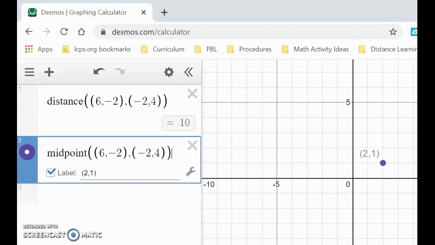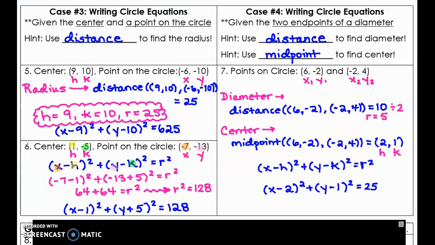So let's go ahead and look at Desmos. Again, if you need a second to pause this video to pull it up, go ahead. But here we go. Type in distance, our first endpoint and our second endpoint. It gives us the distance is 10. So when I go back to my worksheet, notice how I then divide it by 2 to get my radius, because that is the length of the diameter, not the length from the center to the edge, but the length from one edge to the other edge. So I have to divide it by 2 to get that radius.